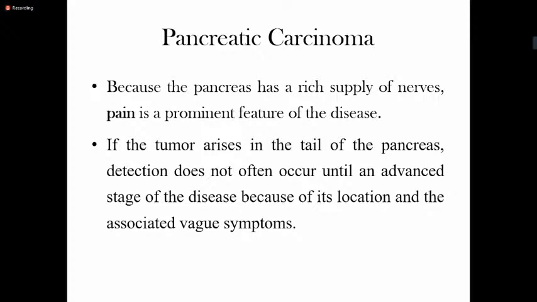If the tumor arises from the tail, detection does not often occur until an advanced stage of the disease. This is because the tail's location is not associated mainly with the vagus nerve. The vagus nerve is the main supply of the pancreas, and it is the one which notes the pain for you. So most of the body and head of the pancreas have rich vagal nerve supply, and anytime you have malignancy in those positions, pain is a very typical presentation.